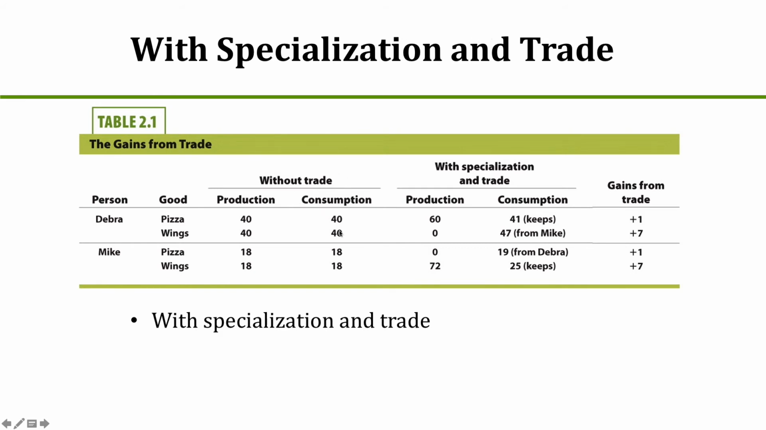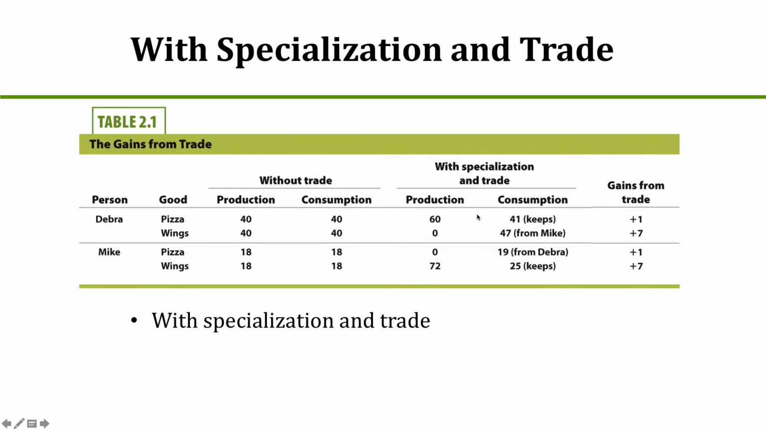So what I'm going to do is write the without-the-trade case on this part, and then I will say with the specialization, Deborah, since she is specialized in the pizza production, she's only producing 60 pizza. And Mike is specialized on the production of wings. He's going to produce only 72 wings. And he's not producing pizza. Deborah is not producing wings because she's specialized in the pizza production.